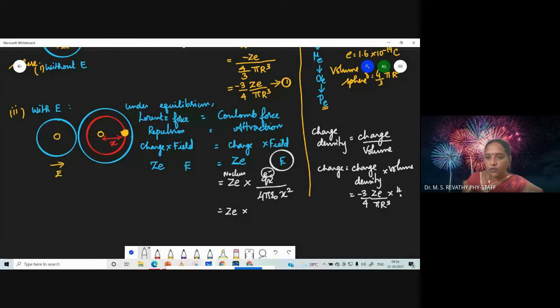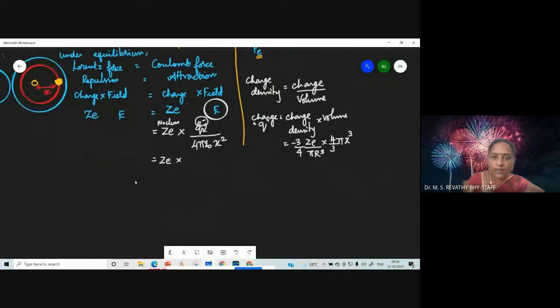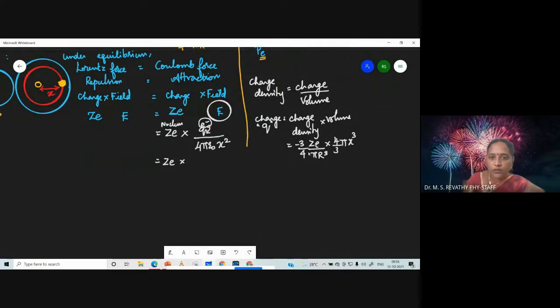So here 4 by 3 pi x cube. I should put x cube. So this is the term I am going to substitute for q. So q is the charge. So in the place of q, I'm just going to substitute this one. So I'll be getting like this.